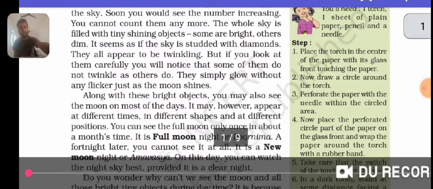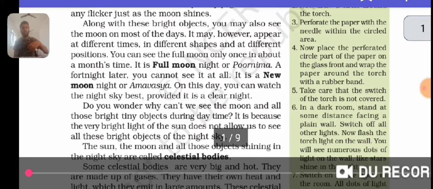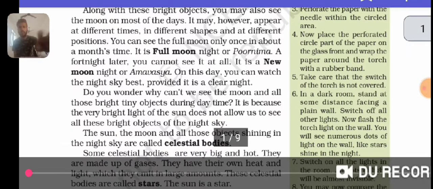A fortnight later, what happens? We cannot see the moon at all. It is known as the new moon, or Amavasya. On that day, we can watch the night sky best, provided it is a clear night. We can't see the moon at all, so it is called the new moon, or Amavasya.